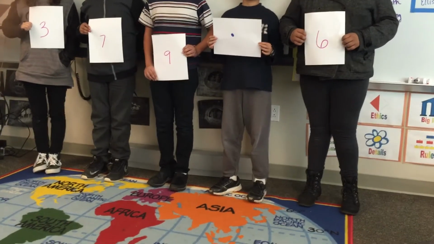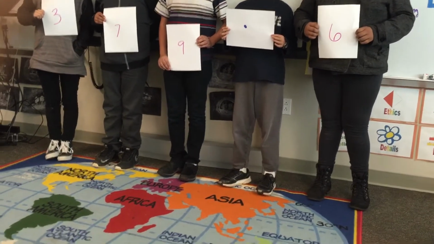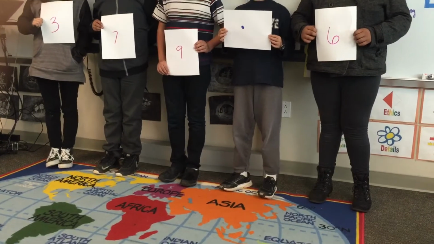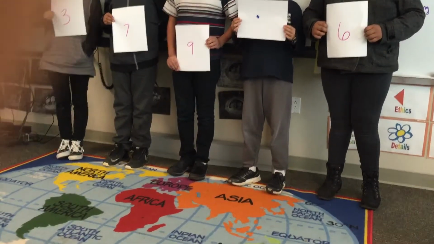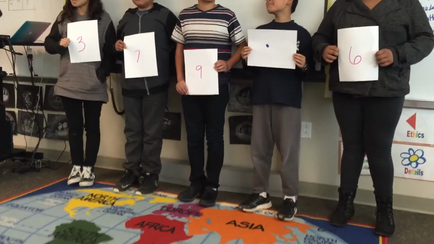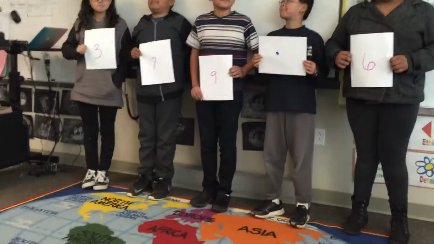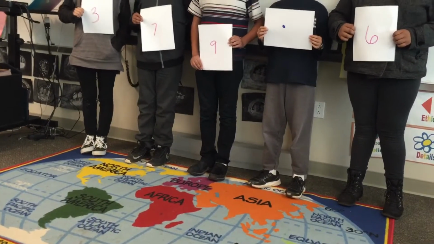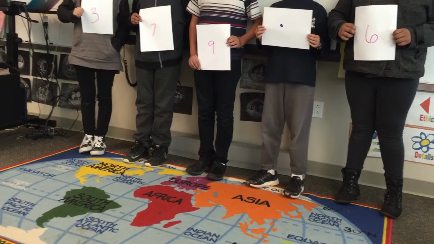Okay, boys and girls, we have the number 379 and 6/10. This is a length of string. We're going to divide it into 10 pieces. I'm going to show you how that is done. We're going to divide it into 100 pieces. And we're going to divide it into 1,000 pieces.